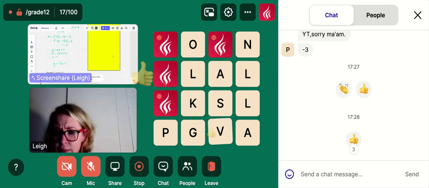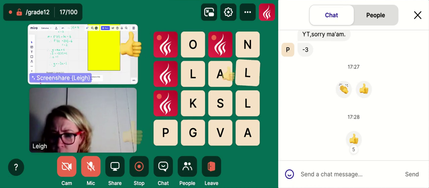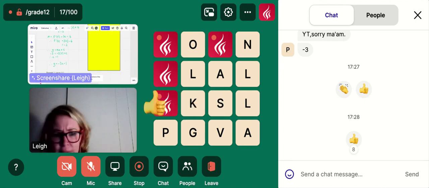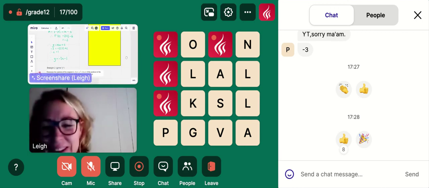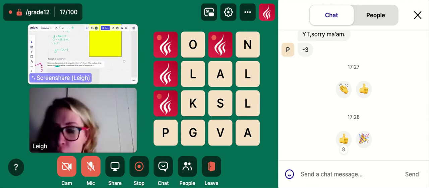Thumbs up. Kanya, well done. Thumbs up, Iomide, Virginia. Kanya got that. Oh, that's wonderful. Well done. That's brilliant. You guys are just flying through this. Great. 8 thumbs ups. Oh, and a little party. Brilliant. Well done. That's really great work.